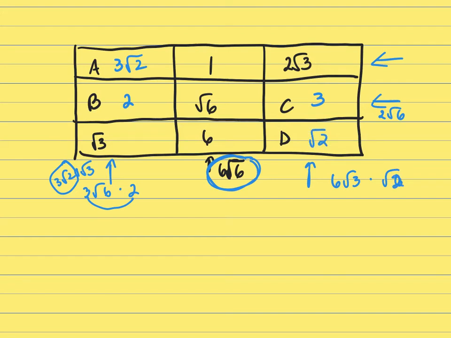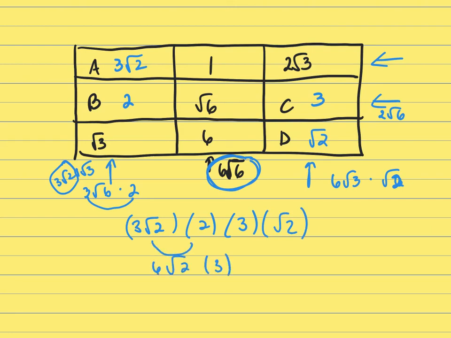So what is A? A is 3 square root 2. B is 2. C is 3. And D is square root 2. So what is that? This times this gives me 6 square root of 2 times a 3 times a square root 2. And 6 times 3 is 18 square root of 2 times a square root 2. And square root 2 times square root 2 is 2. So 18 times 2, which is 36.